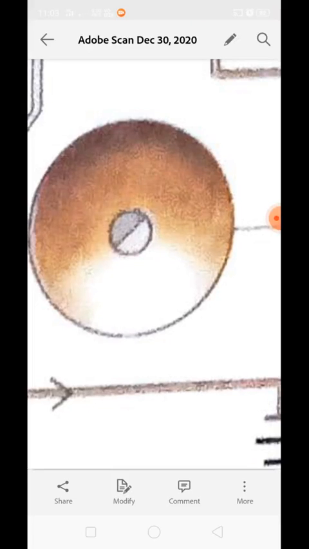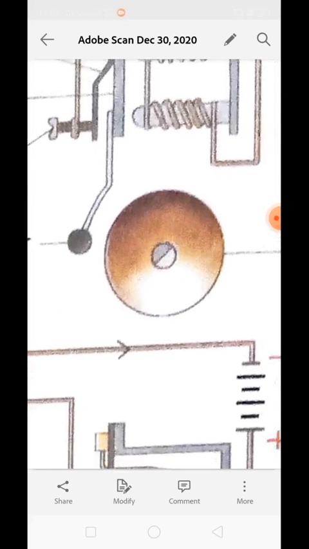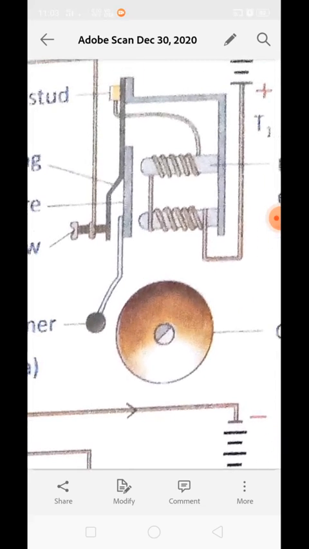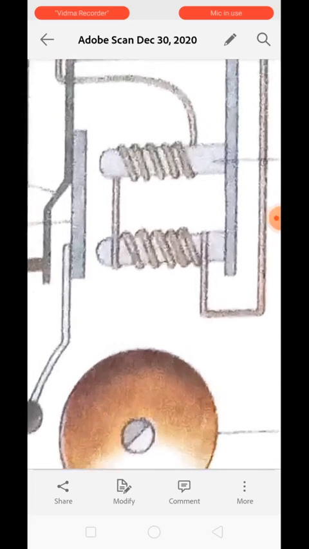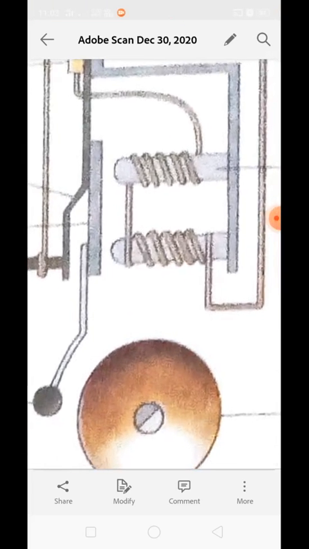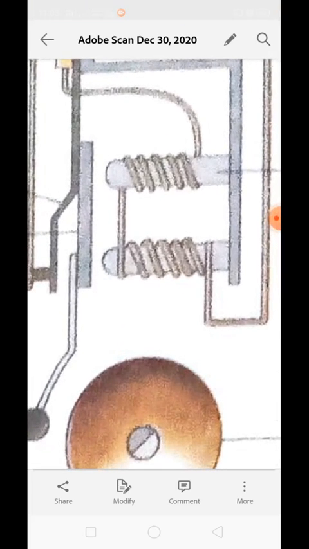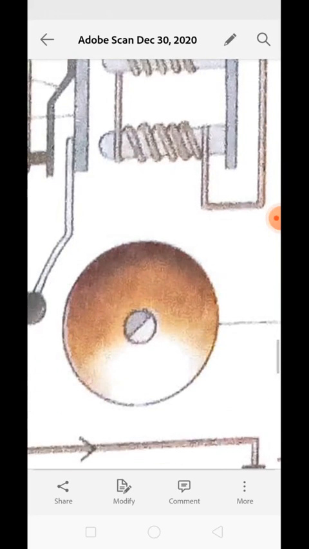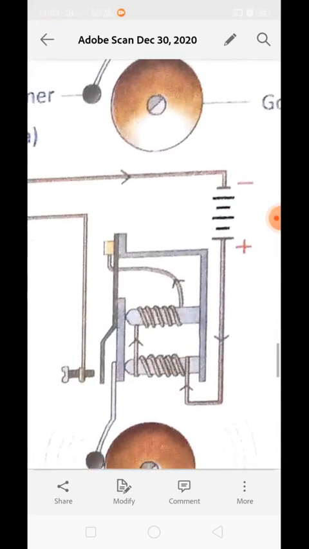Understood, class? Now next is the gong. The gong is a big metallic hemisphere which is struck by the hammer to produce sound. Whenever this armature is attracted toward this U-shaped electromagnet, the hammer will move and hit the gong and produce sound.